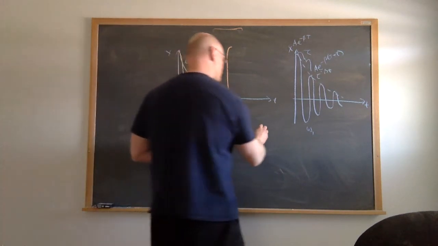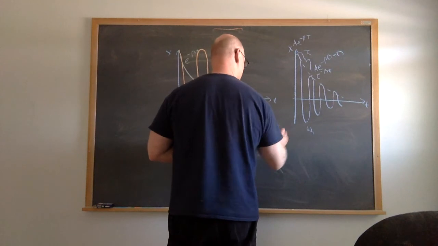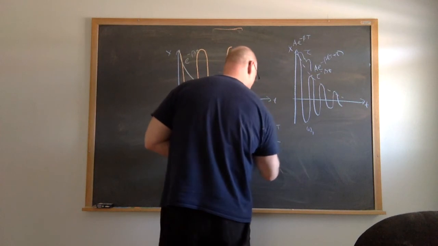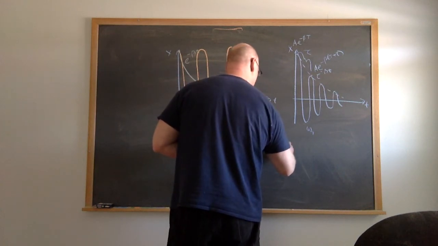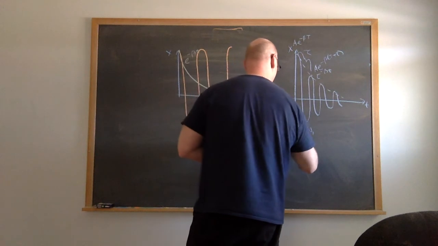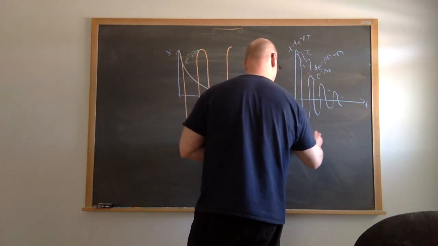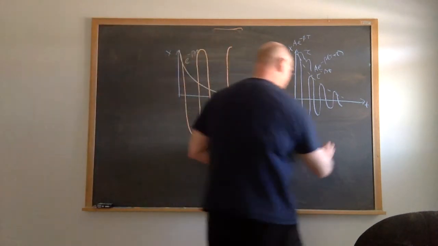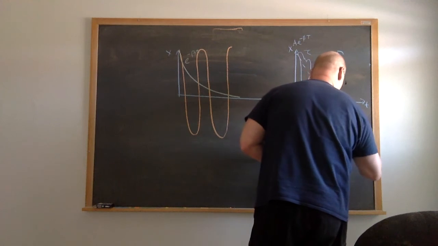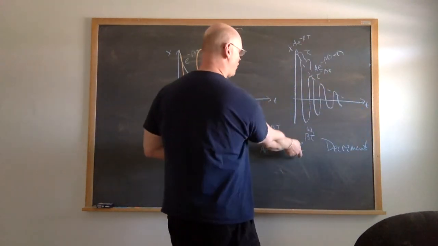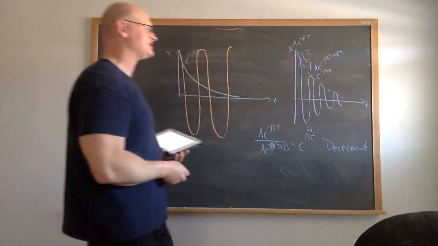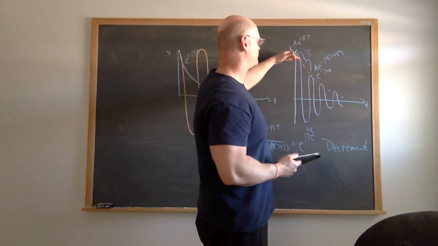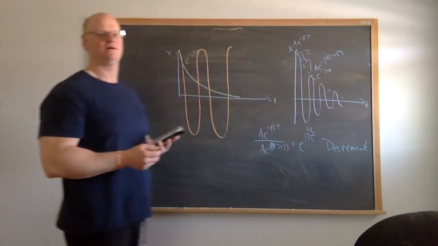So if I take the ratio between the two of these, I get e to the minus beta times t, divided by e to the minus beta times t plus the period, which is the same thing as e to the beta times the period. So this quantity here is what's known as the decrement. That tells me how much my amplitude has decreased going from successive peaks.